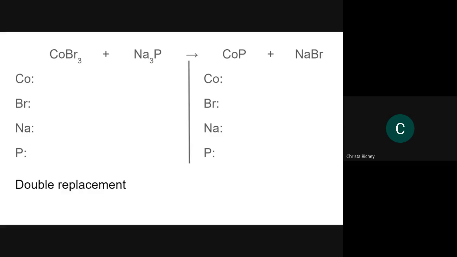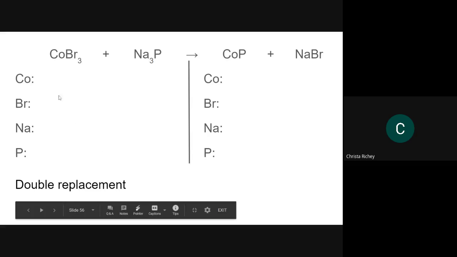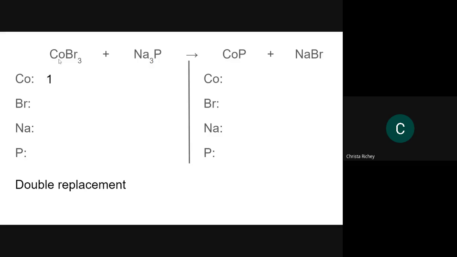I'll give you a second to look right now. Make sure we all know how many we have of each. All right, so on the left, how many cobalts are there? 1. No subscript means 1. How many bromine atoms are there? 3. How many sodium atoms are there? 3. And how many phosphorus, if there's no subscript? 1.